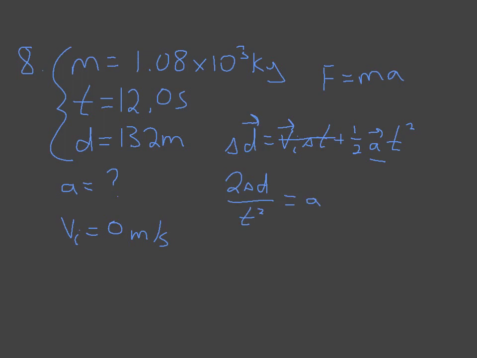So when we plug that in, 2 times 132 meters over 12.0 seconds squared. Do that in your calculator a sec. I'll just do that. 2 times 132 works out to about 1.83 meters per second squared.